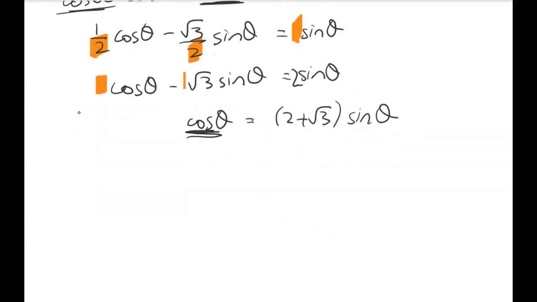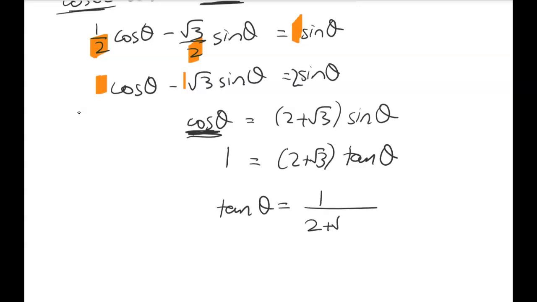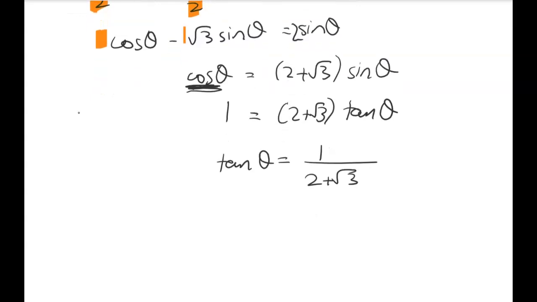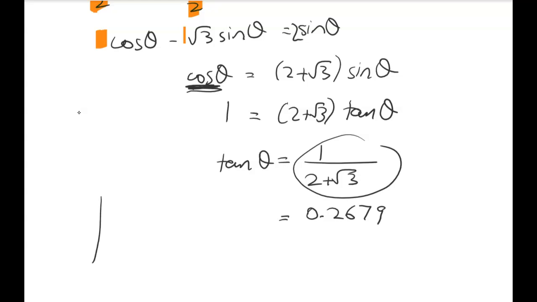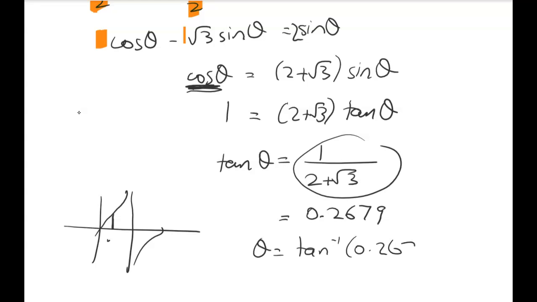I'm going to divide both sides by this. That gives me 1 is equal to 2 plus root 3 tan theta. And tan theta is equal to 1 on 2 plus root 3. Now I can't do that as an exact value. That gives me 0.2679. And when I bung that in my calculator, I get out a very nice principal value straight away of 15 degrees.